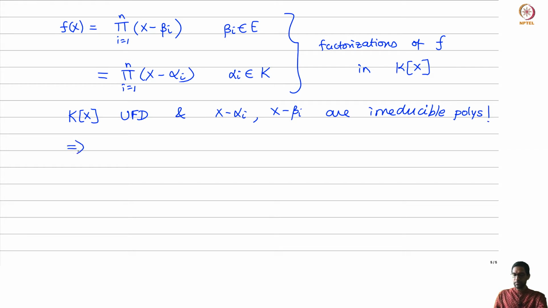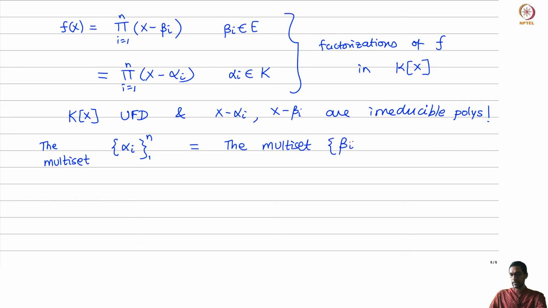Okay, so what does that mean? This means that these two factorizations are the same. In other words, if I take the alpha i's, i from 1 to n, well, there are potentially repetitions here. So let me call this the multi-set, by which I mean you also keep track of how many times each alpha i appears. The multi-set of alpha i's must coincide with the multi-set of beta i's.